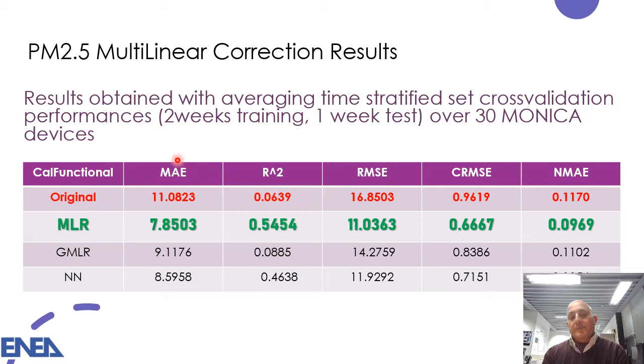Similar performance is obtained by looking at the R squared, the coefficient of determination, where we see that multilinear regression largely outperforms the original calibration, which obtained a very low R squared factor, but the results are closely shadowed by the neural network. And similar behavior can be seen in the other indicators. So in this case, we see that the multilinear regression consistently overcomes the other models that we are comparing to.